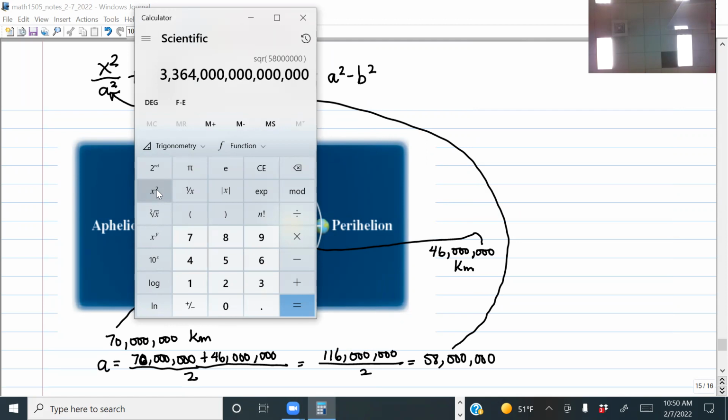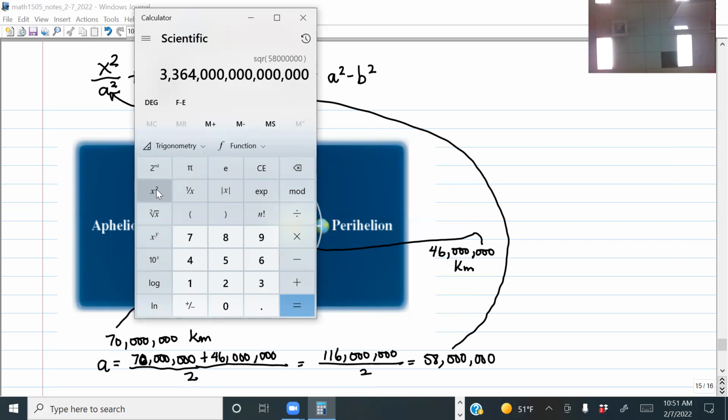Yeah, the 58 million squared, right, is going to be much larger. Is that what you're asking? Yeah, okay. When you square 58 million, you get a really big number, right? Well, you get that big number if the calculator is correct. But the WebAssign is going to enter that in scientific notation because there's so many digits here.